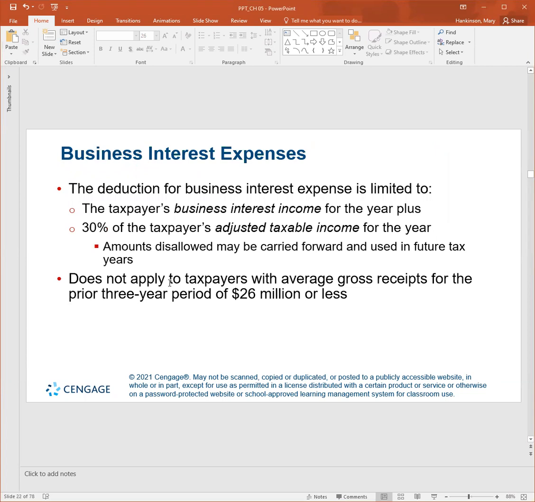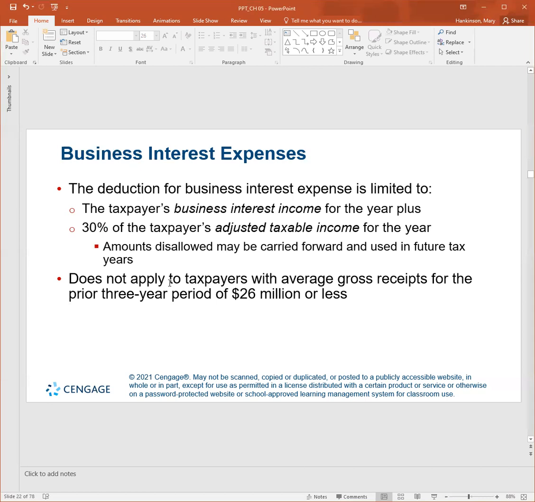A limitation on the deductibility of business interest expense applies to large businesses. The deduction for business interest expense is limited to a taxpayer's business interest income plus 30% of the adjusted taxable income. Adjusted taxable income is taxable income calculated without considering the non-business income, gain, deduction, or loss, any business interest income or expense, the net operating loss deduction, and the deduction for qualified business income.